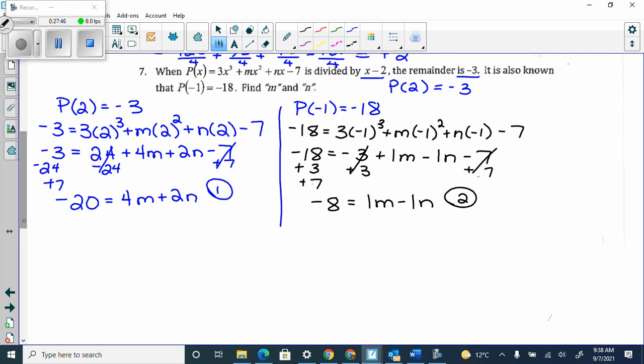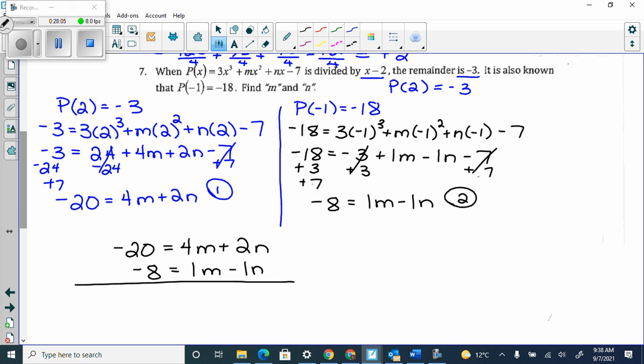Okay, so we learned that we have to do elimination, which means we just stack equations. So I'm going to take number 1. I'm going to go negative 20 equals 4m plus 2n. And I'm going to go negative 8 equals 1m minus 1n. And I want to add these two equations, and I want a variable to go away. Currently, if I add them, I get negative 28 plus 5m plus n, and I still have everything, and it's no better. Not helpful, right?